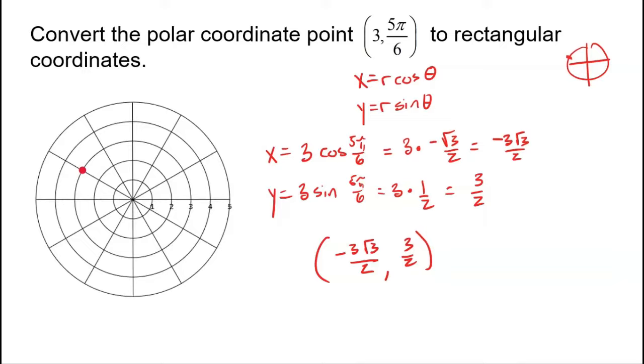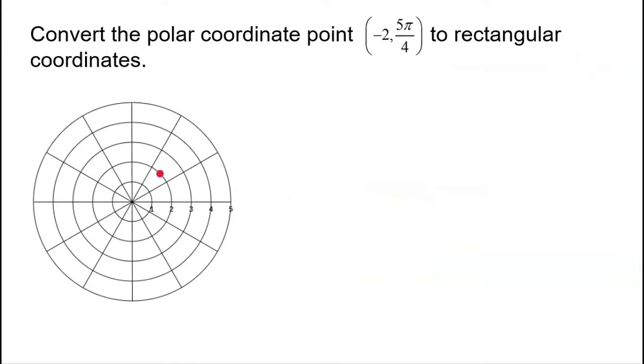All right, let's take a look at another example. Here we want to convert the polar coordinate point negative 2, 5 pi over 4 to rectangular coordinates. So first, make sure we understand that that is exactly where this point is located on the polar grid. 5 pi over 4 is this terminal ray over here, but because it's a negative r value, it flipped me into that top value right here where I ended up on that circle of radius 2.